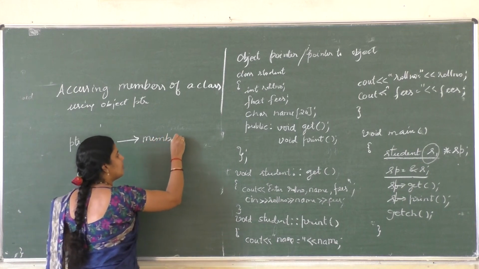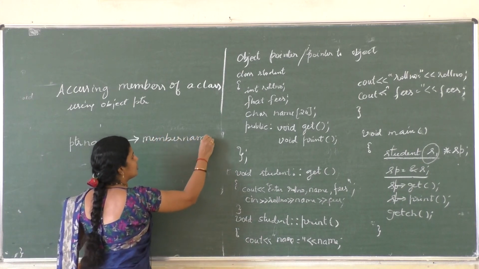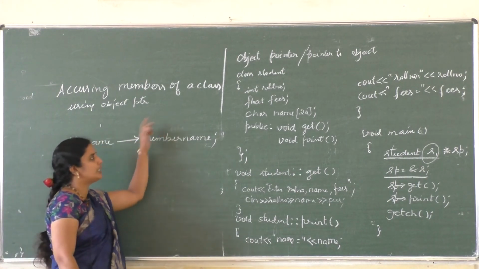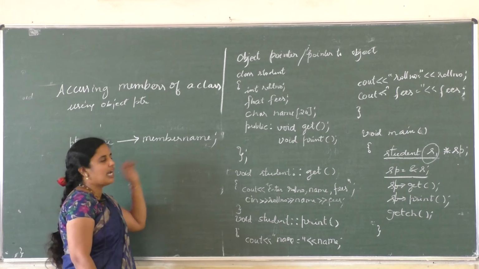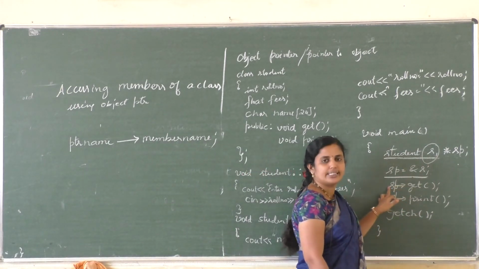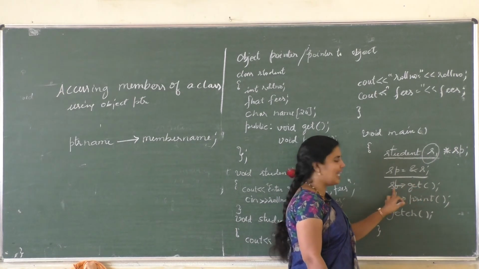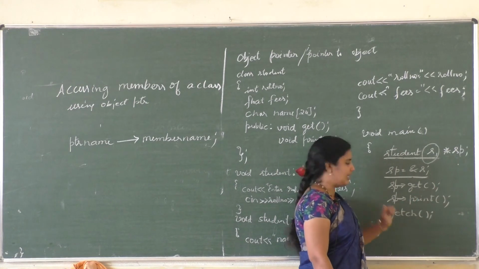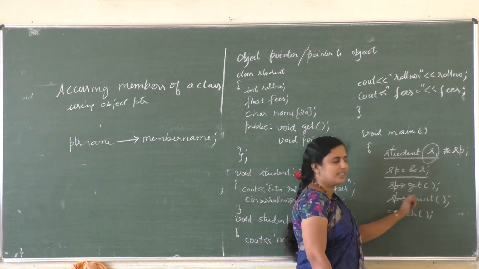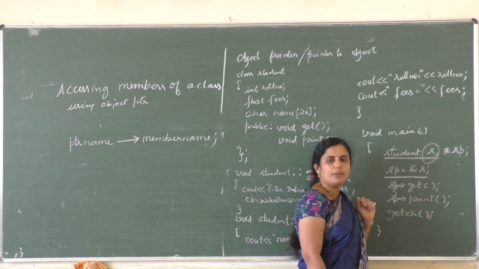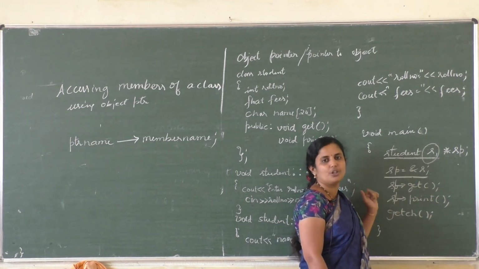It may be a data member or it may be a member function. Okay. We can access members of a class using an object pointer as pointer name, arrow operator, member name. For example, to access the get function, I have to use the pointer variable name sp, arrow operator, get. To access print, pointer variable name, arrow operator and print function. This is how we are going to access.